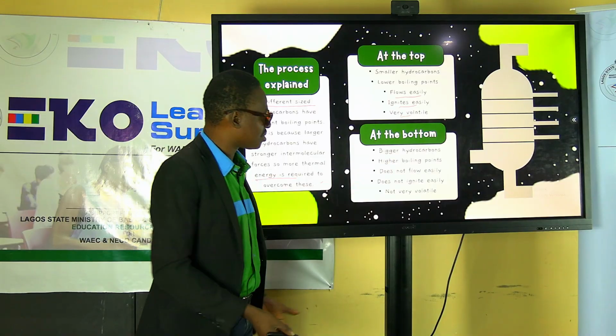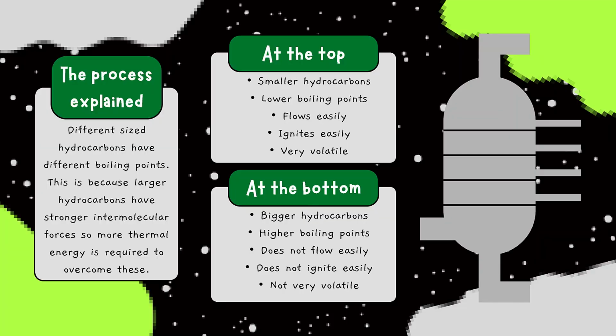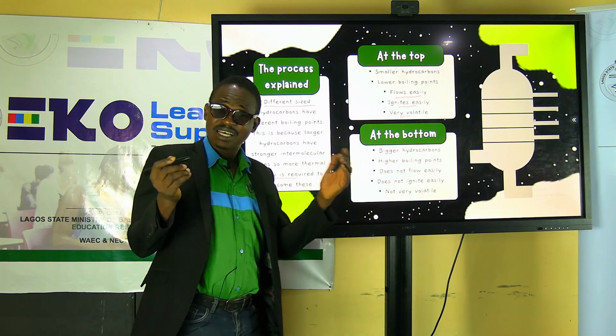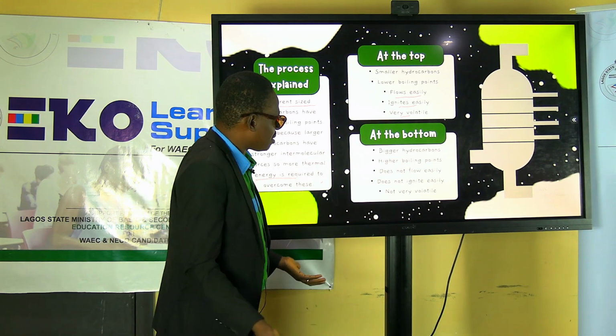So what happens at the bottom? They are still heavy hydrocarbons, for example, diesel is very heavy, bitumen is very heavy, asphalt is very heavy. So what happened?